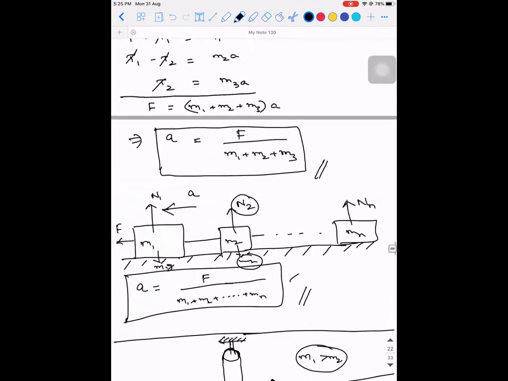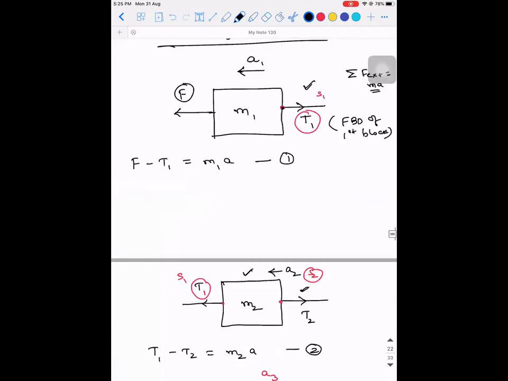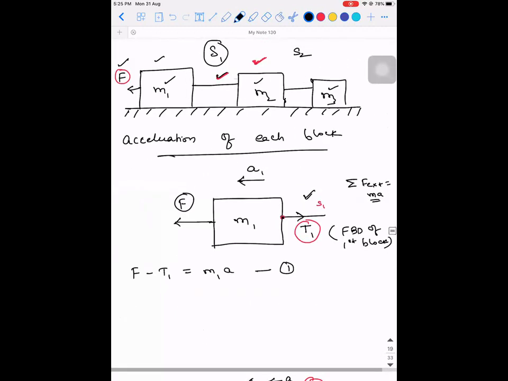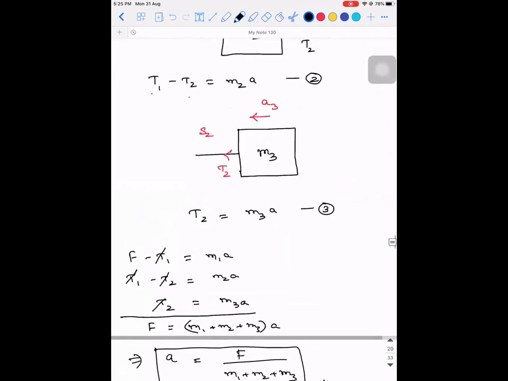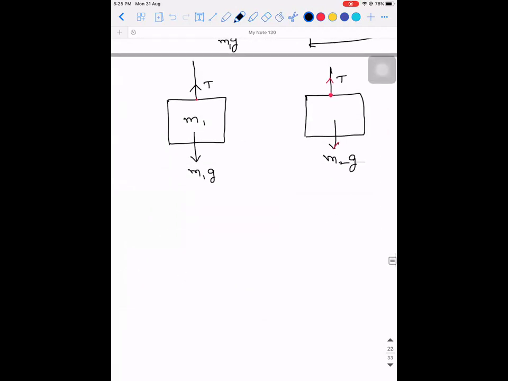For example, here, how many strings did we have? One string. So we have only one tension, T. If there were two strings, there would be two tensions. So I hope it is clear. It is m2 into g. So here the acceleration is upwards, here the acceleration is downwards.